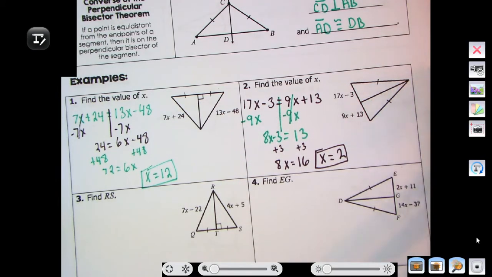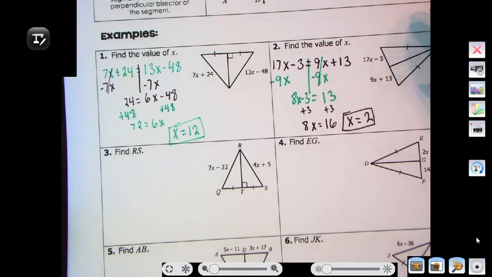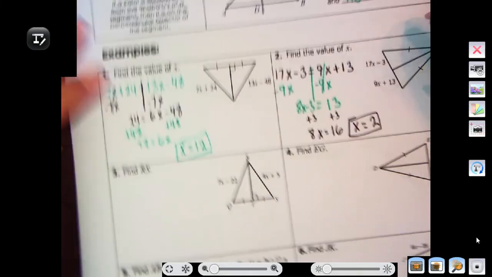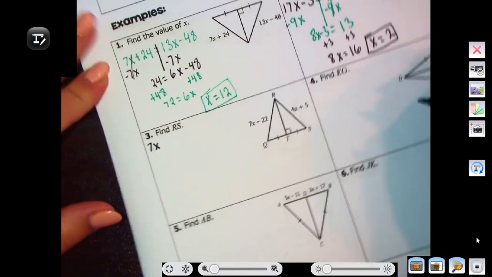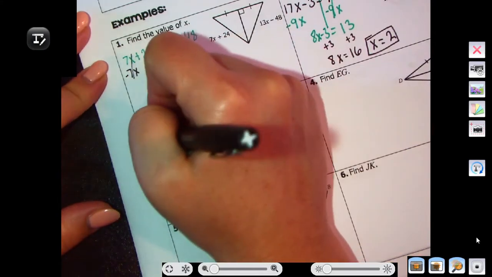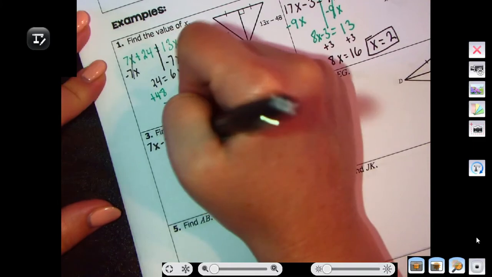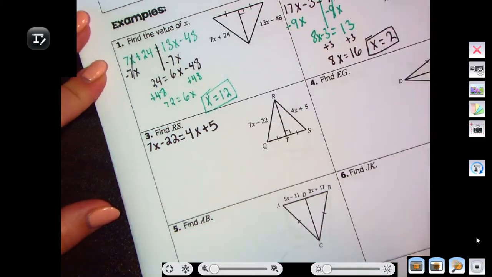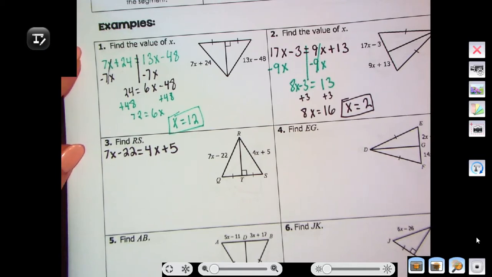So what am I going to do first to solve for x? Yes, I'm going to set these two equal to each other. So I'm going to do 7x minus 22 equals 4x plus 5. And then I'm going to go ahead and solve that.